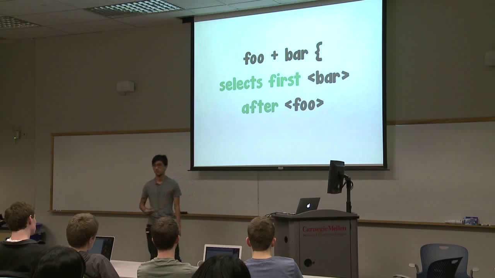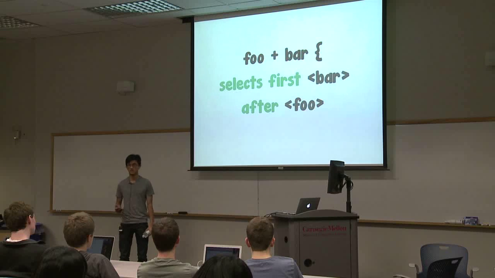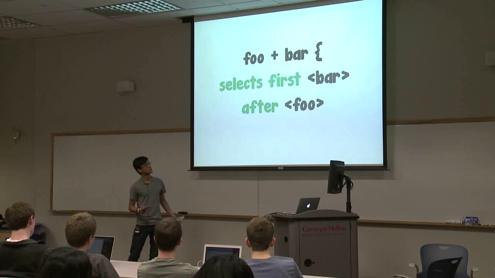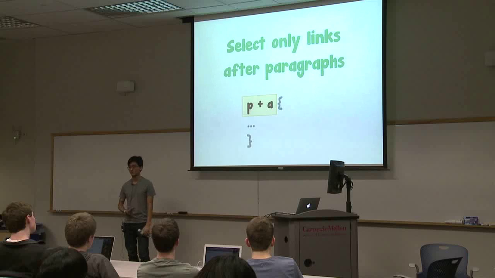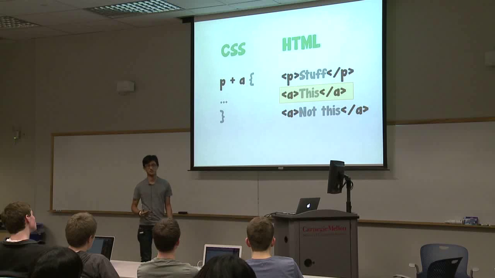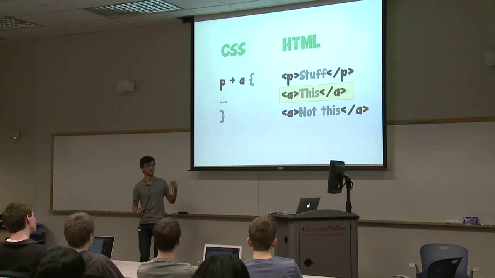Similarly, we can actually throw in a plus there. And this is less well known. That way, it'll select the first element after foo. So if I want to select the first link that comes after my paragraph, I can do that. This is really useful, especially with headers and paragraphs and things. Headers have a tendency to put weird margins, and so this is a quick way to fix that.